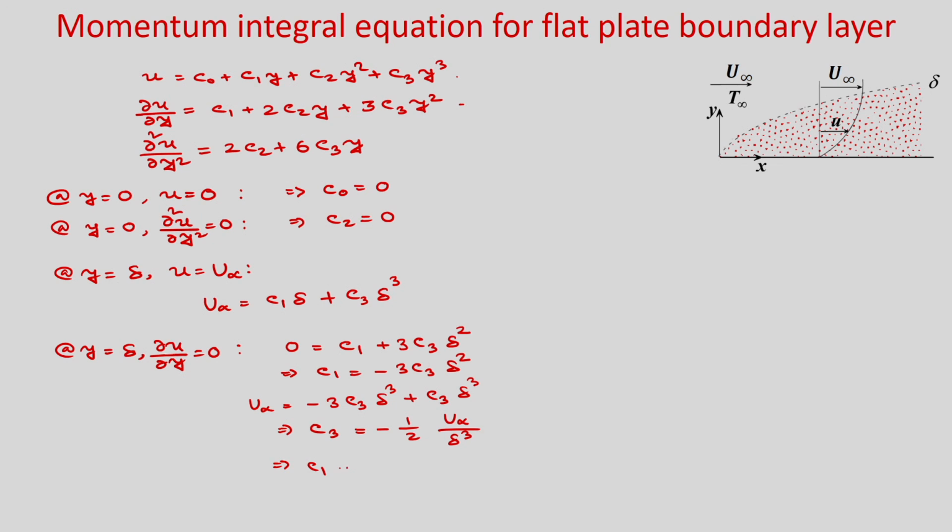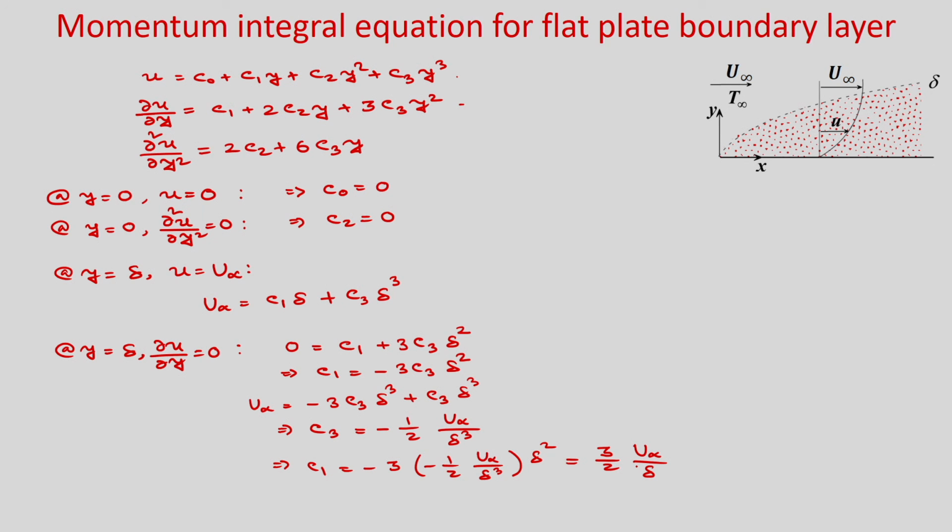And now C1 you can write minus 3 into minus half u infinity by delta cube into delta square. So, what you will get? It will be plus 3 by 2 u infinity by delta.